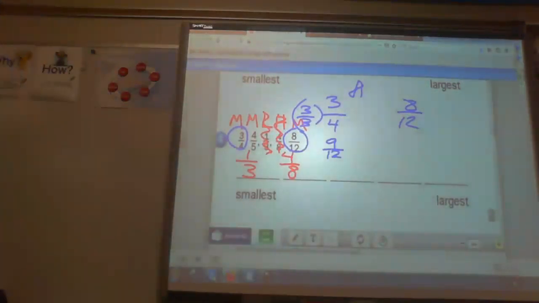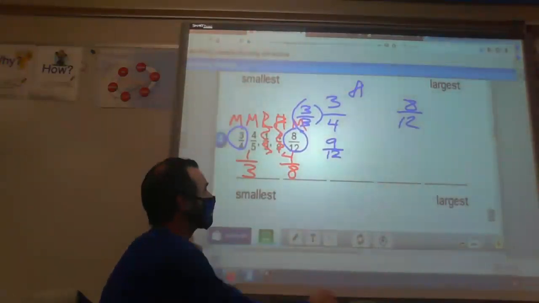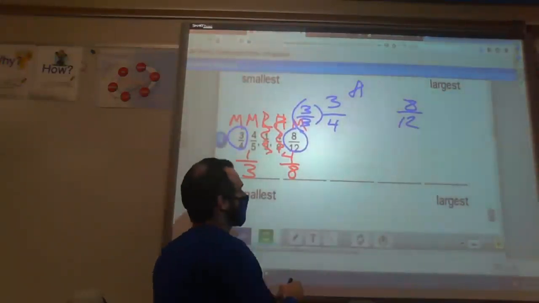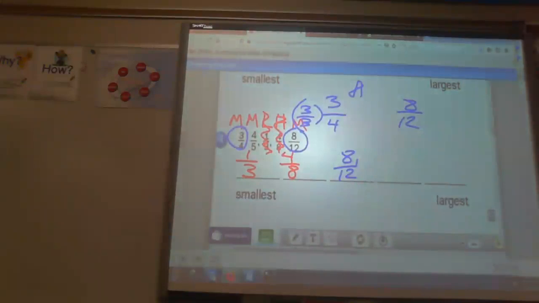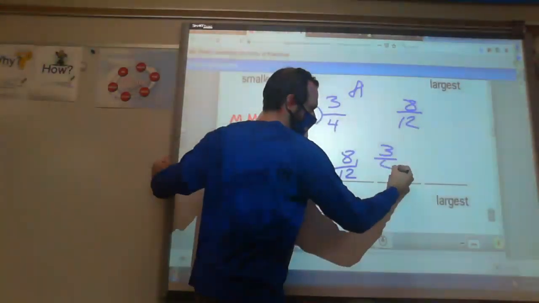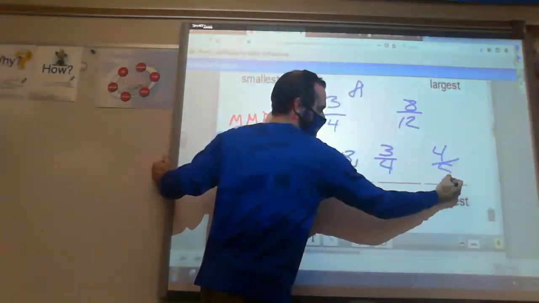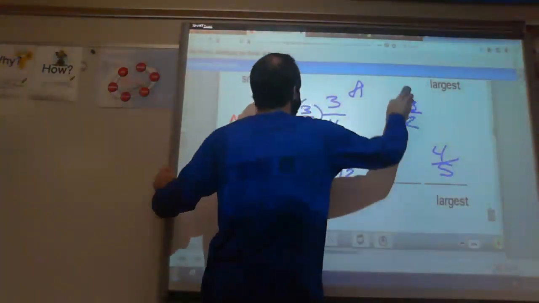Which one should go in that third spot? Very good, because it's smaller than 9/12. What should come next? Grade, what should come next? Very good, because we already figured out that 3/4 is less than 4/5. 4/5. Good. Okay, last one, I think.